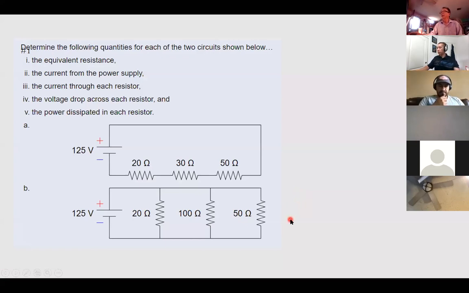Now, what I want you to do, try to tell me the answer for this problem. They want to determine the following quantities for each of the two resistors shown below. Okay, what is the equivalent resistance? The current from the power supply, the current flowing through each resistor, the voltage drop across each resistor, and the power dissipated in each resistor.